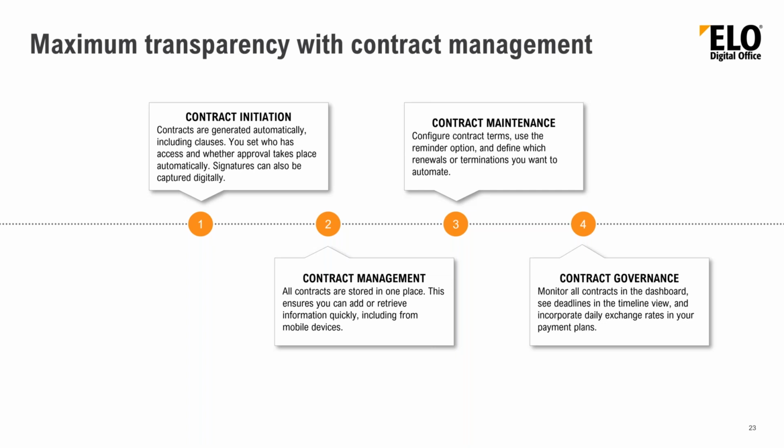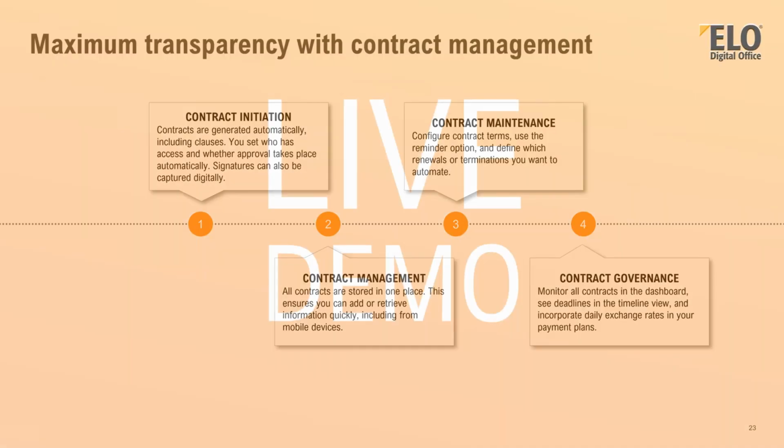You can configure different contract terms, and use reminder options to get automatic notifications on renewals or terminations. And you can monitor all contracts in the dashboard. You can see the deadlines in the timeline view, and you can do many things. So the things you can do with ELO contract, we'll now have a look at.